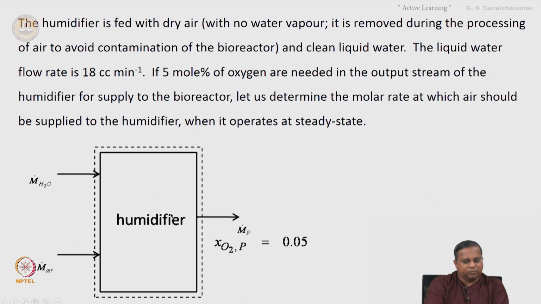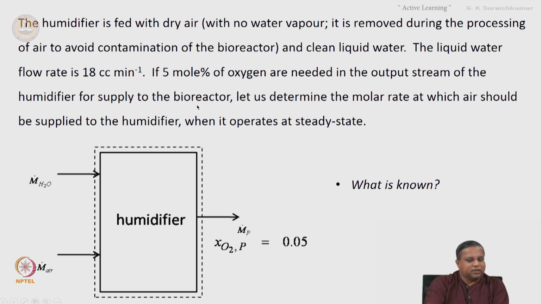This is the condition of the problem, this is the humidifier. So, if we apply our problem solving strategy here, what is known? Many different things: there is a water stream here and an air stream here. The water stream flow rate is known, 18 cc per minute, and the product stream is here. The product stream composition, the oxygen composition, has to be 5 mole percent, or mole fraction needs to be 0.05.